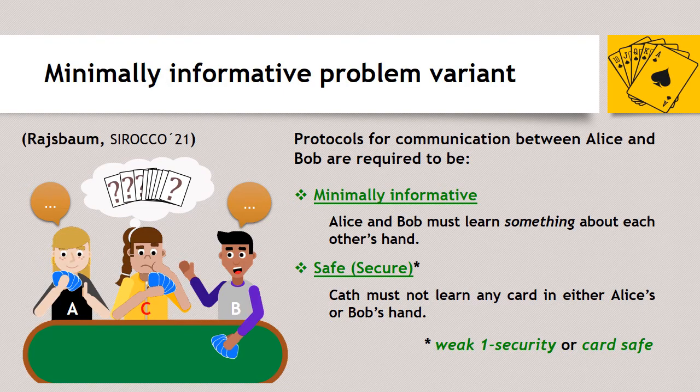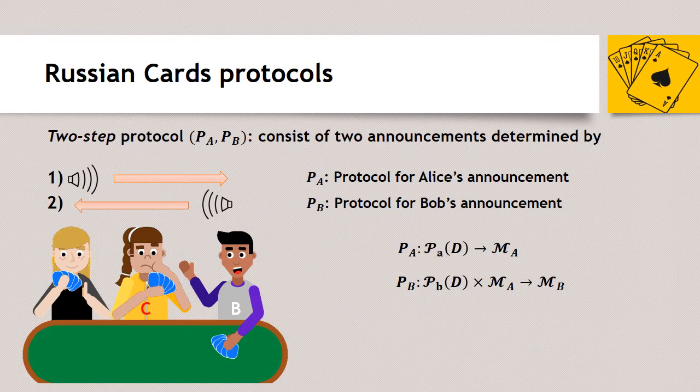Recently, Rajsbaum considered the notion of minimal informative solutions for the problem. For this problem variant, we do not require for Alice and Bob to learn each other's entire hand, but instead we require the protocol not to be trivial, in the sense that Alice and Bob must learn something about each other's hand. In this work, the author keeps the original security requirement of weak one security, as stated previously.